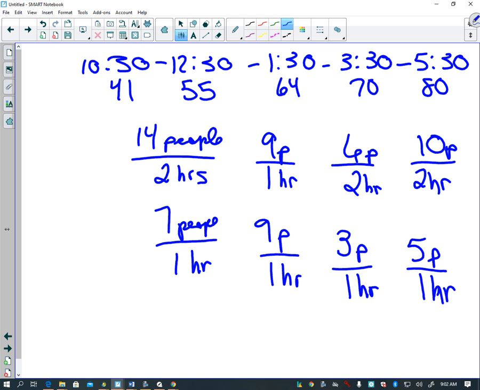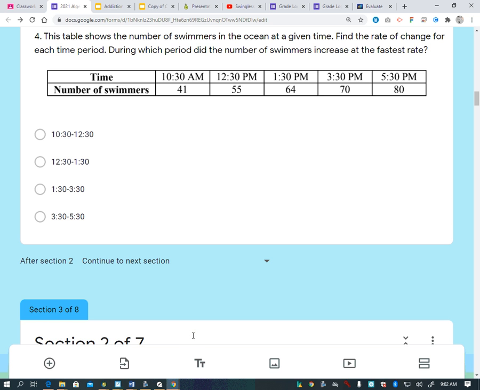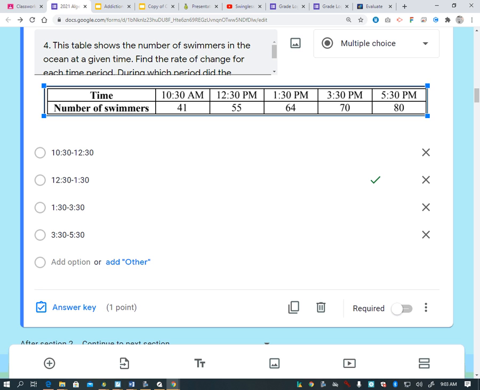Okay, so I want to come back to our question. When is the greatest rate of change? From what hour to what hour? 12:30 to 1:30, there was an average rate of change. There was an increase of 9 people per hour, right? Okay. Let's come back to the question, see exactly what it's asking. Find the rate of change for each time period. During which time period did the number of swimmers increase at the fastest rate? We should get 12:30 to 1:30. 12:30 to 1:30 is correct.